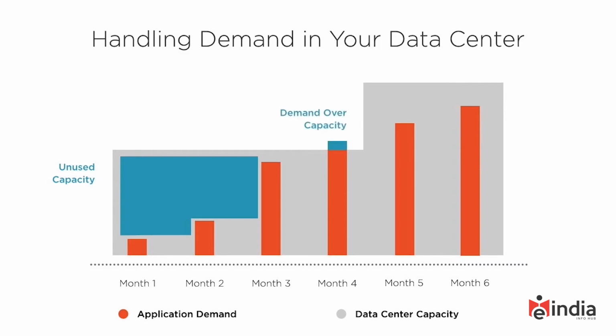But then we have another even more critical issue, and that's that we have demand over capacity, and that means in these cases, we have users that are getting denied access to our application because we don't have the data center power that we need to actually serve those users. So if you notice between month 4 and month 5, we decided to make an investment and build out our data center to handle more capacity.